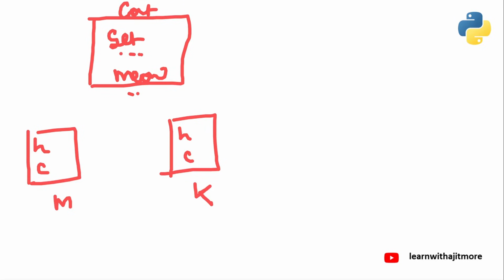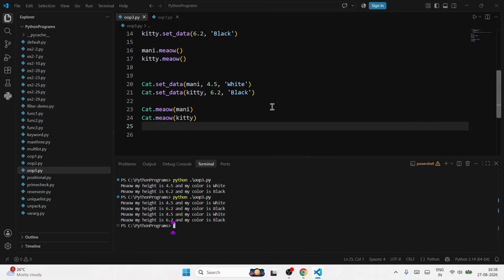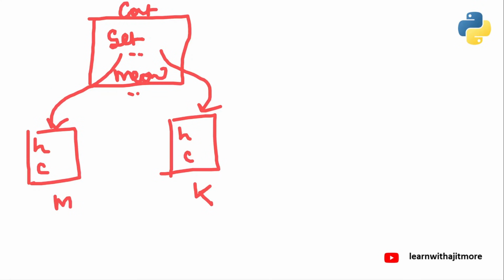But how does this setData know that I have to access money or I have to access kitty? Let's see, common sense. How does that setData know that now I have to access money or now I have to access kitty? How does that meow know now I have to access money or kitty? Because this setData and meow exist only once. That's why I showed you, internally Python will call it in that class context only. See, Cat.setData, Cat.meow, and that object is passed here. So tell me how setData knows that now it is supposed to access money's reference or kitty's reference.